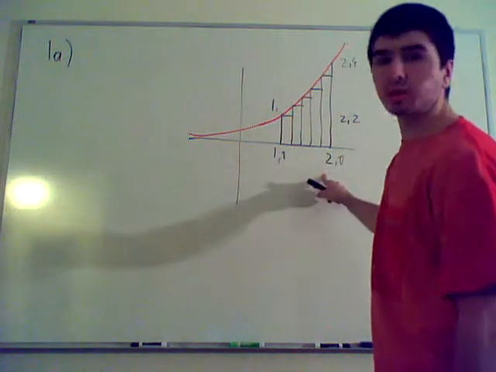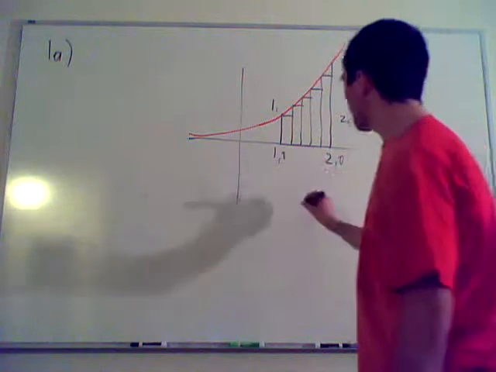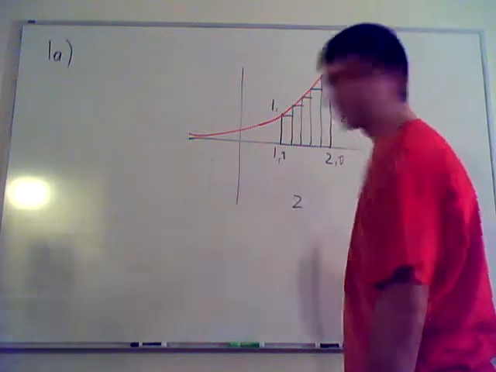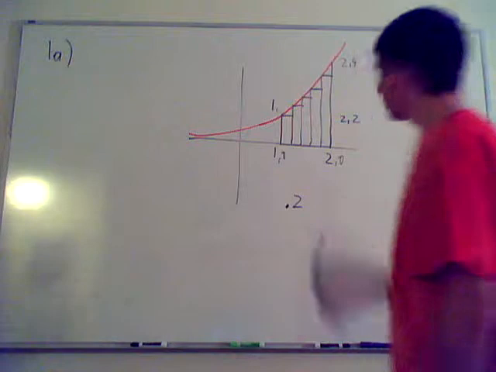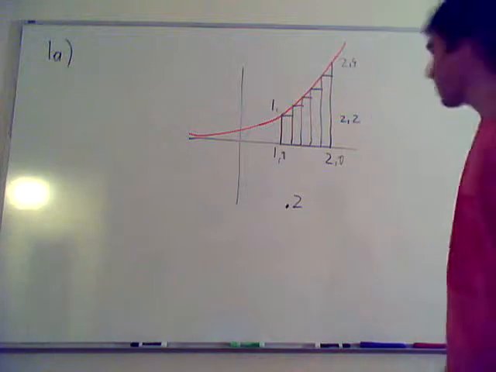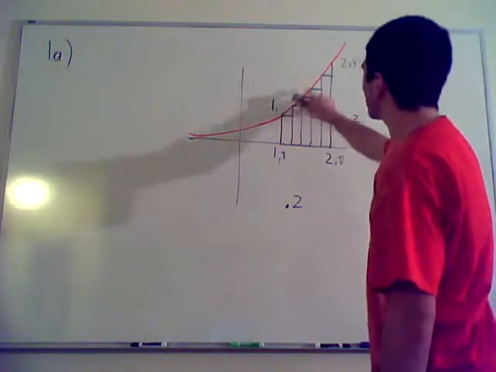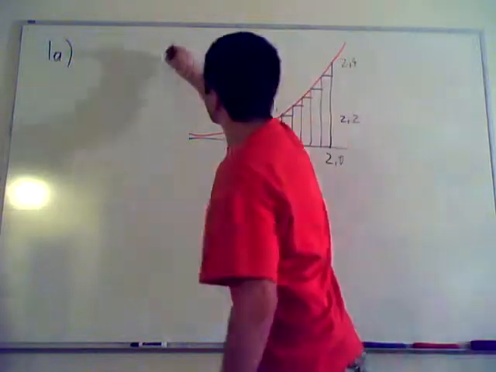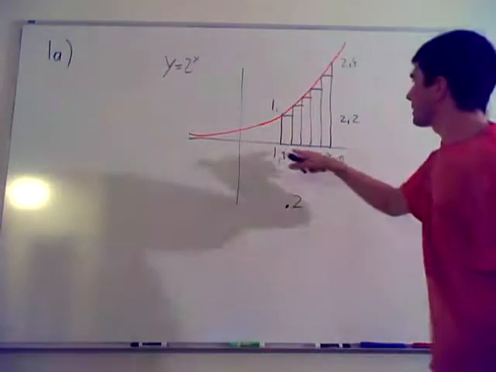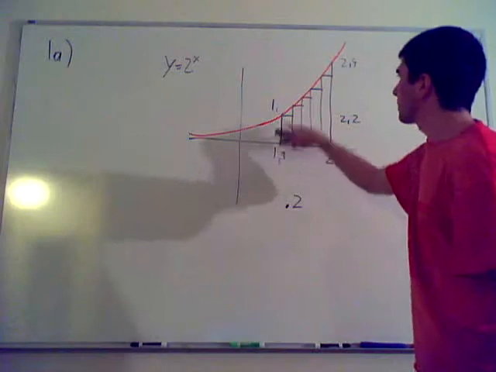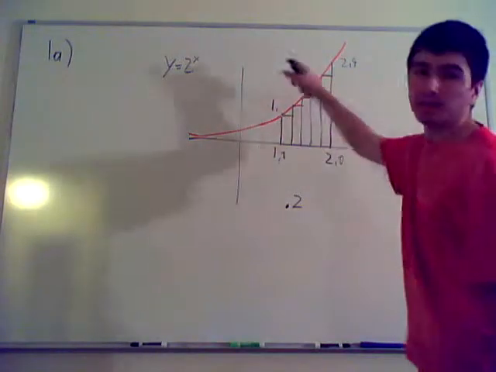So from 1 to 2, the distance is 1, so each one of these little lengths is going to be 0.2, right? Makes sense because it's 1/5 of 1. Okay, now let's do your heights. If you notice, they all intersect with your function. So if you take your x value at this point and plug it into your function, you will get this point and therefore your height.